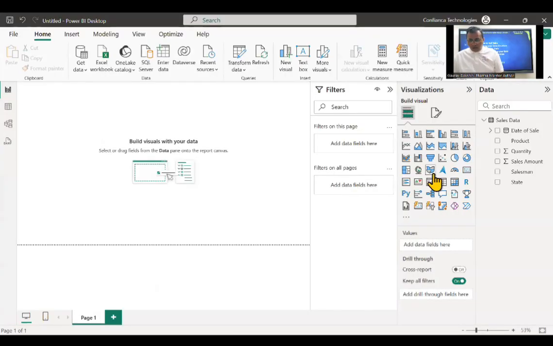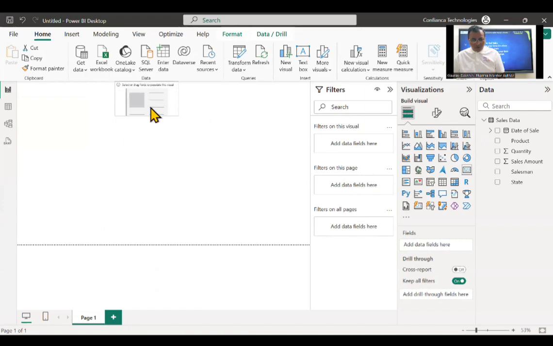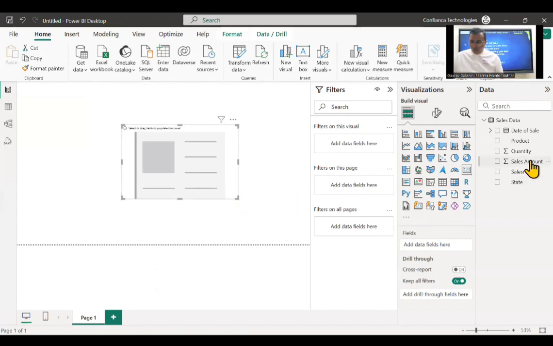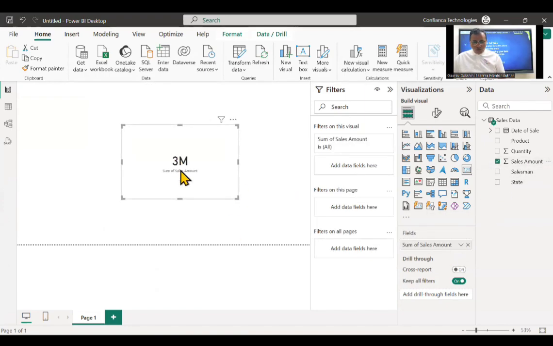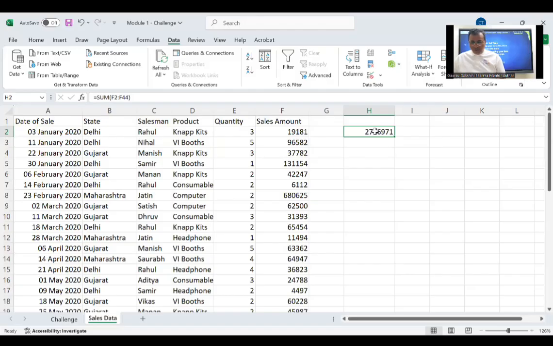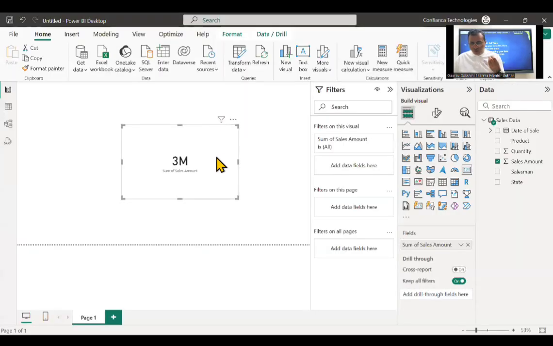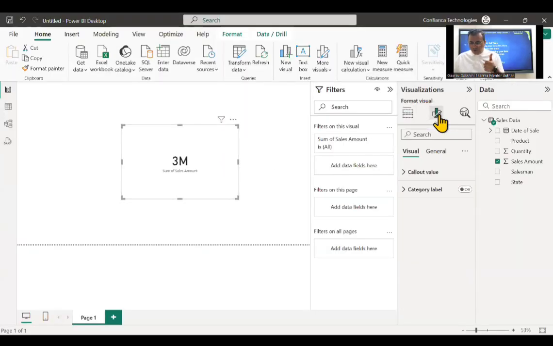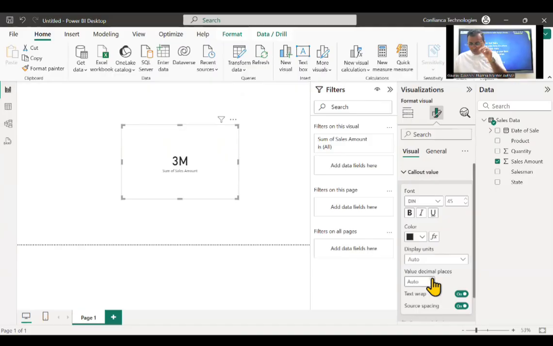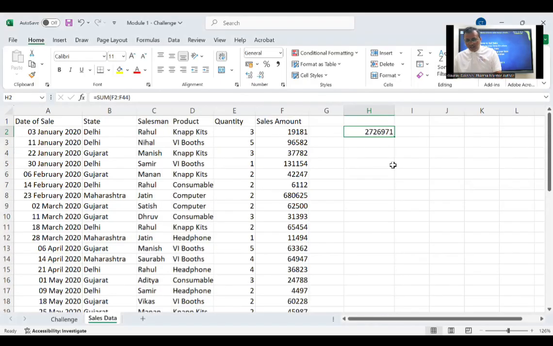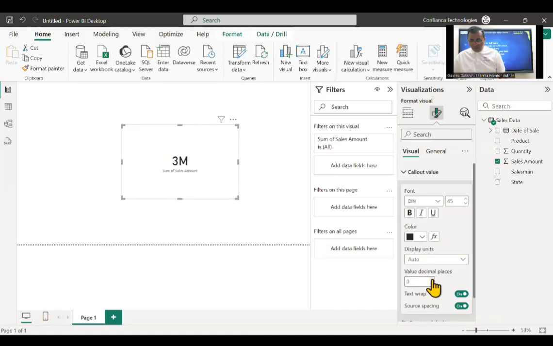Let's say this is my first card visual I'm putting, and I will put sum of sales in the field. Now you can see it shows 3 million, which is rounded off. If I round this off to the million, it becomes 3 million. If I want to show the decimal points, I can go to the format your visual, the callout value, and the value decimal places. Now you can see 2.73. It is almost 2.72.69 over here. Just for the sake of understanding, I'll keep it at one decimal point, so it looks like 2.7 million. Now you can see the total sales is 2.7 million.